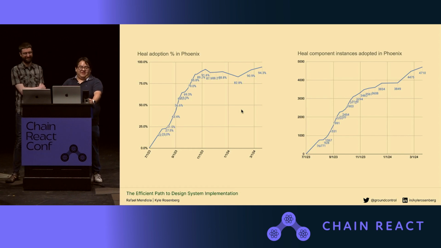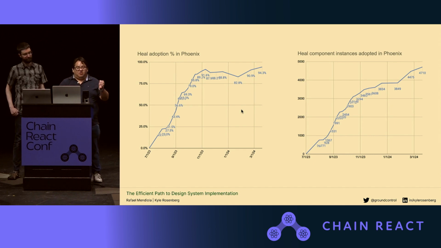Here's a chart of how the last year or so played out in terms of our adoption progress. Using those code mods early on meant it only took us a couple of months to hit 80% adoption in Phoenix. In terms of absolute numbers, that represented over 3,000 instances of Heal components getting added to the code base in that time. We felt really proud of that achievement, and I think we surprised a lot of people with it, not just because it happened so fast, but because we did it kind of quietly.